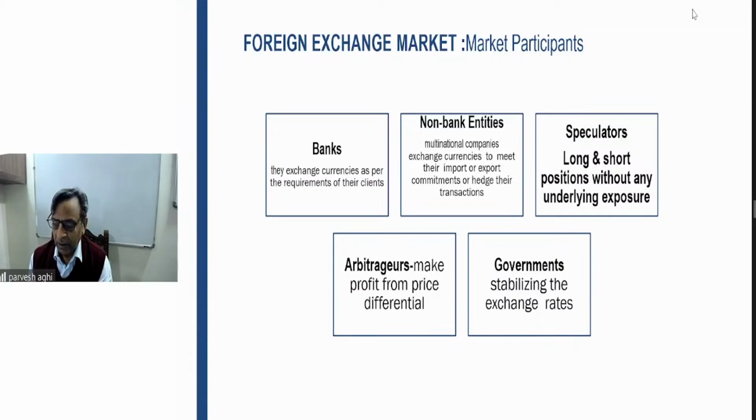Now, the fourth category is arbitrageurs, which we have done a lot about yesterday. They make profit from the price differential between the forward market and the spot rates. Now, government also is a participant. Government acts through the central bank, like we have the Reserve Bank of India in India, and the Federal Reserve in the US, and all countries have their central banks. The job of the RBI in India is to stabilize the exchange rates. They don't want the exchange rates to go up and down so much that it can impact the economy and the corporate world.